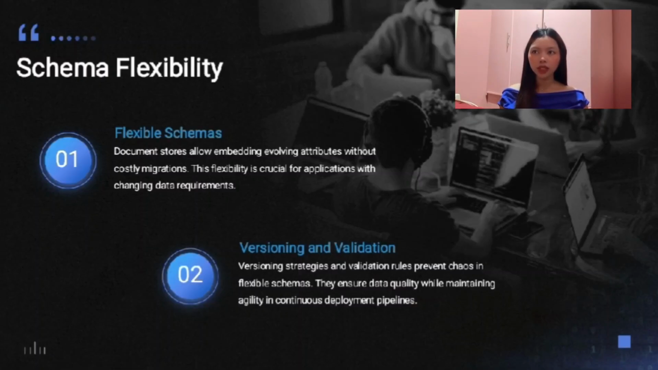Versioning strategies and validation rules prevent chaos in flexible schemas. They ensure data quality while maintaining agility in continuous deployment pipelines. Versioning and validation mean keeping track of changes and checking that the new data still fits the rules so updates don't break anything. For example, if your app updates to store user age, versioning ensures all data without age still works, and validation checks the age is a number, not text.